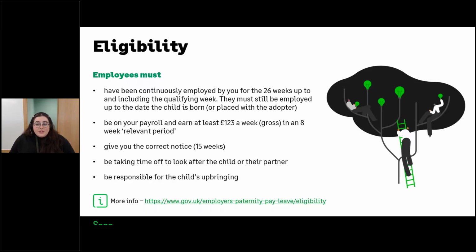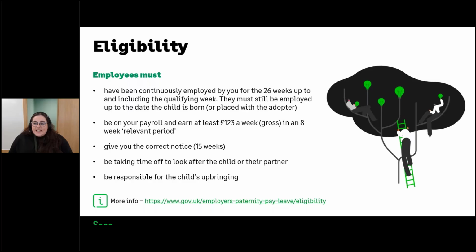They also must give you the correct notice, which is at least 15 weeks before the due date, be taking time off to look after the child or their partner, and be responsible for the child's upbringing. So that is the eligibility for SPP. Now, if you do want a bit more detail or more information, especially on what to do if your employee isn't eligible, I have put a link on the bottom of this slide which will take you to the gov.uk information on paternity pay. It's also got more information on entitlement and eligibility, so it will have some more detail there for you.